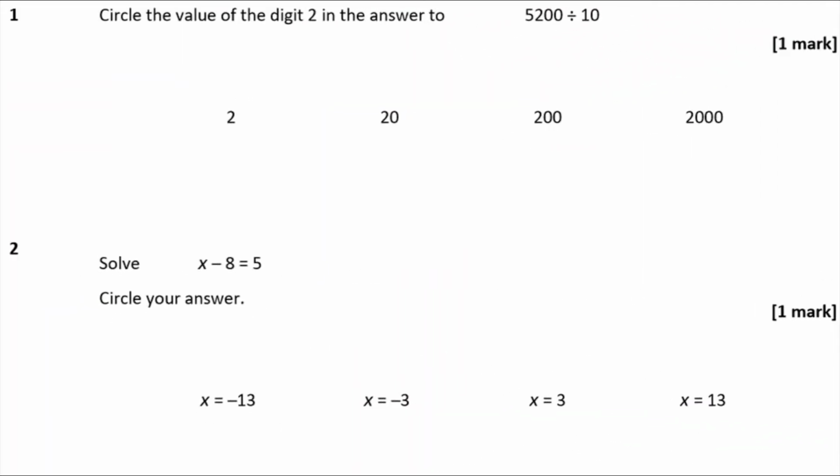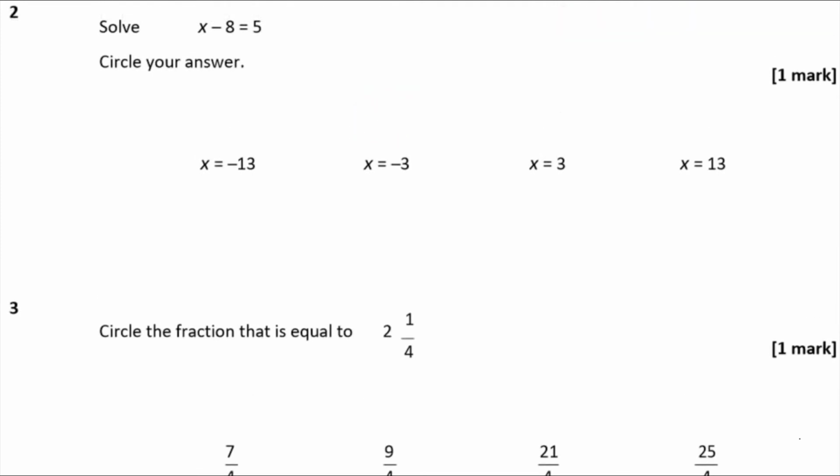Question 1. Circle the value of the digit 2 in the answer to 5,200 divided by 10. Well, 5,200 divided by 10, we're just going to scratch a 0 off of there, aren't we? So that's going to give me 520. So what is the value of this 2 in the 520? Well, it's 20, isn't it? It's going to be that one there.